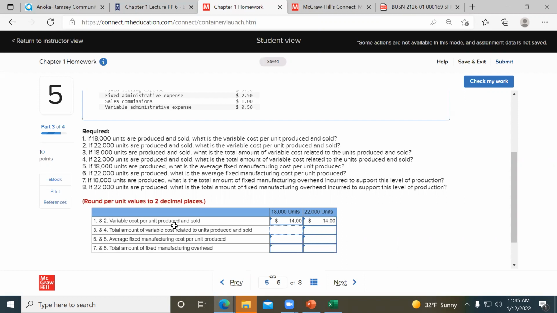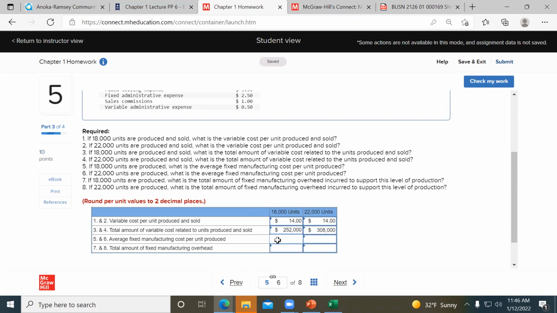Now, number 2, again, same. Number 3 says if 18,000 units are produced and sold, what is the total amount of variable costs related to the units produced and sold? So we've got 14 times the number of units, 18,000 units. This would be 252,000. 14 times 22,000 units would be 308,000. Right?